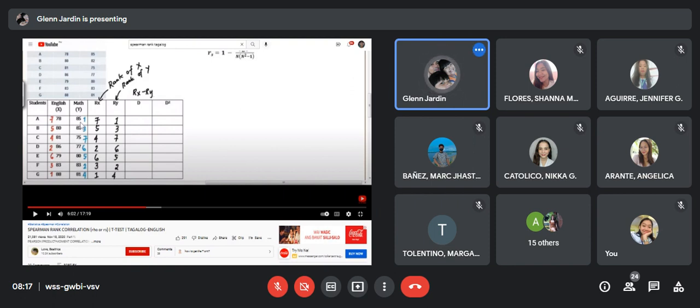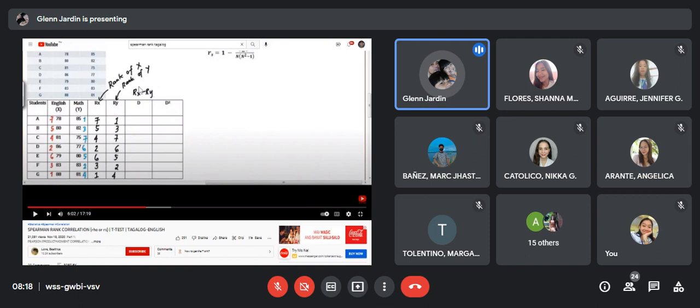So, ito yung rank Y. Pinakamataas sa ating score sa math is 85. So, that's why it is rank 1, ano? Rank 2 is 83, rank 3 is 82, rank 4 is 81, rank 5 is 80, rank 6, 77, and 75 yung pinakamababa. So, it is rank 7, ano? Nakuha ng rank.